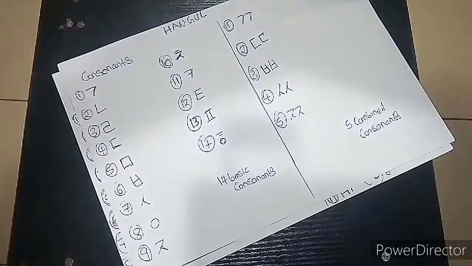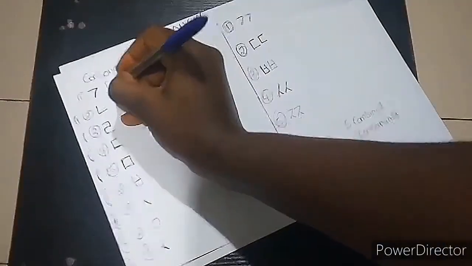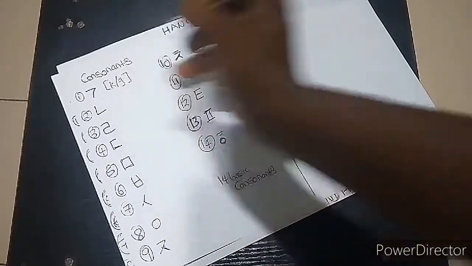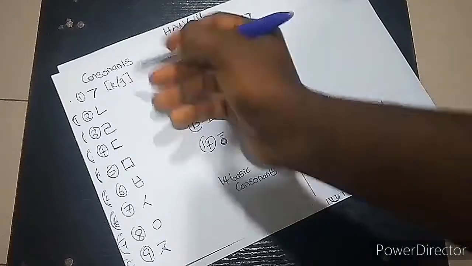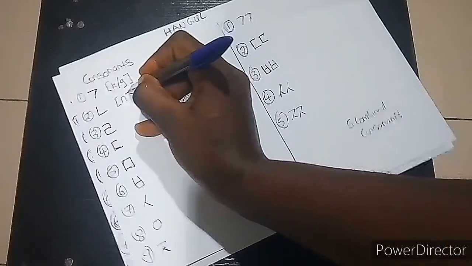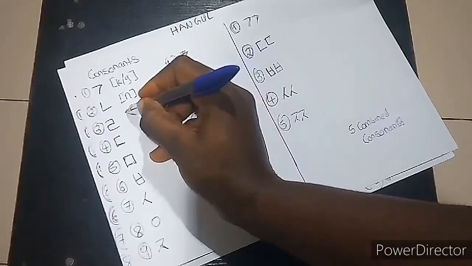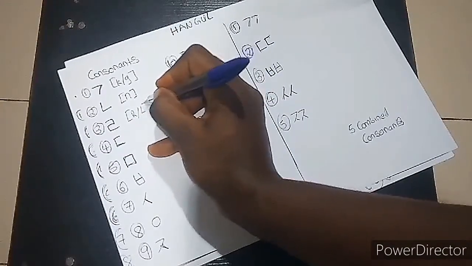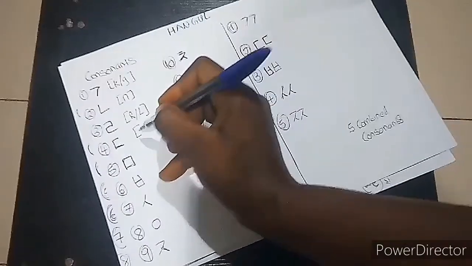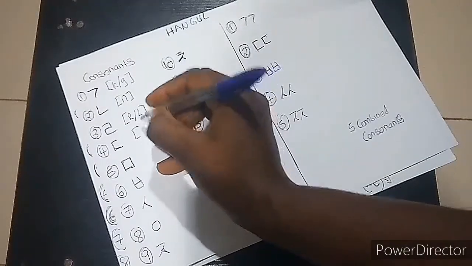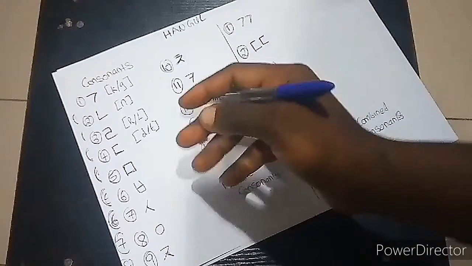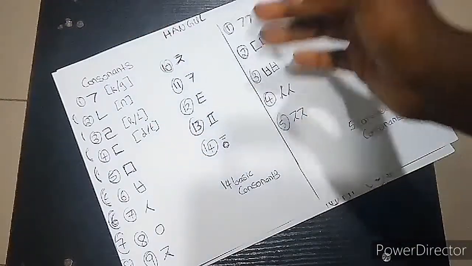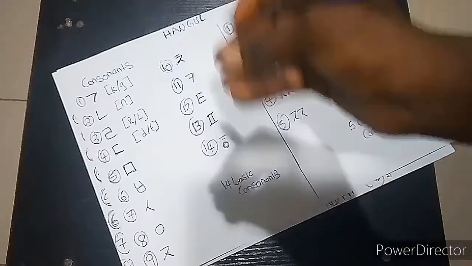So now when you see this particular character, you should know that it stands for K or G, but mostly G. So now this is N, the letter N, and this stands for the letter R or the letter L, and this stands for the letter D. This stands for the letter D or the letter T, depending on whether it's a beginning or an ending consonant, or depending on what you are writing.